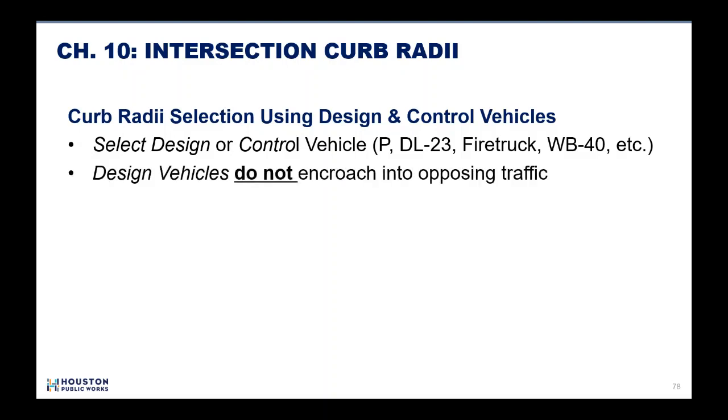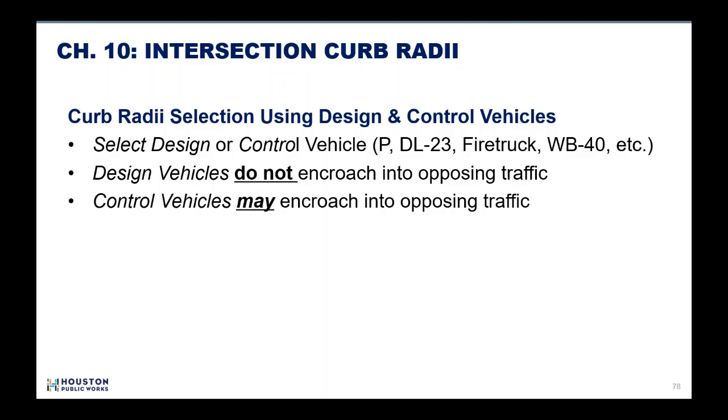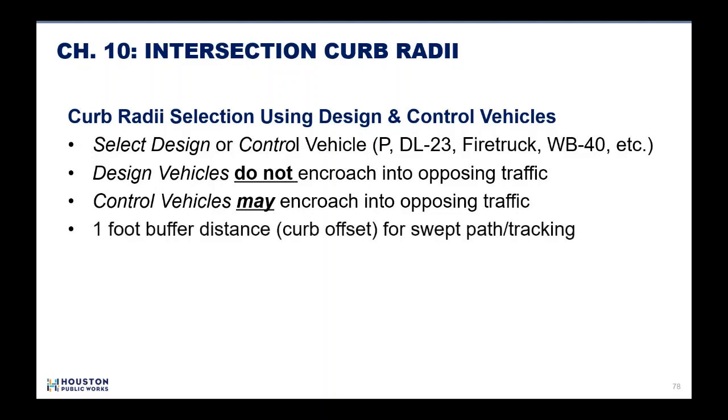The curb radii design should allow for frequently turning vehicles to remain in their lane. Design vehicles do not encroach into opposing traffic. Larger control vehicles that make the turn less frequently may have the option of encroaching into the adjacent lane to complete their turn. A 1-foot buffer distance between the face of curb and swept path of the vehicle should be retained for all turning vehicles. And the selected radius of curvature for curb radii is to be rounded up to the nearest 5 feet.